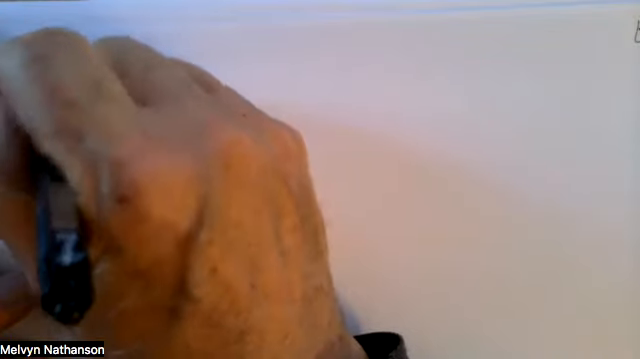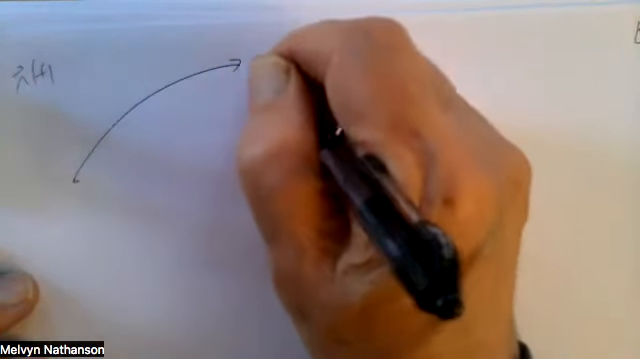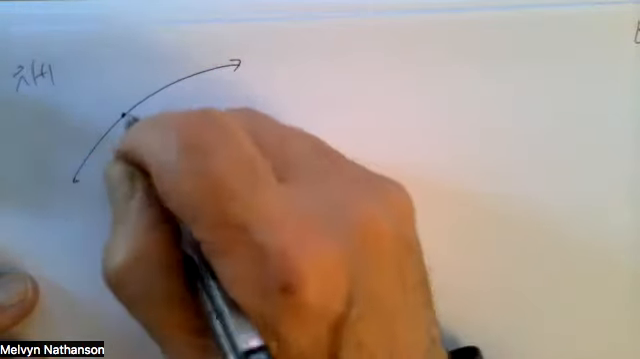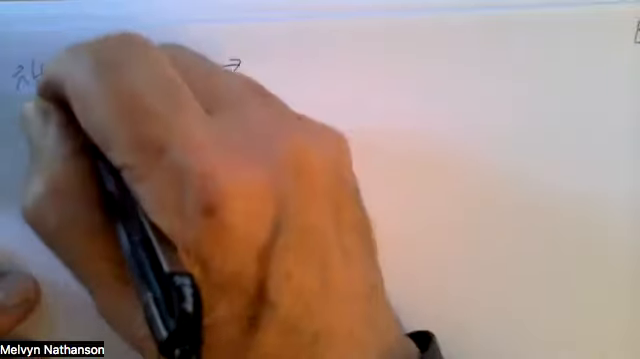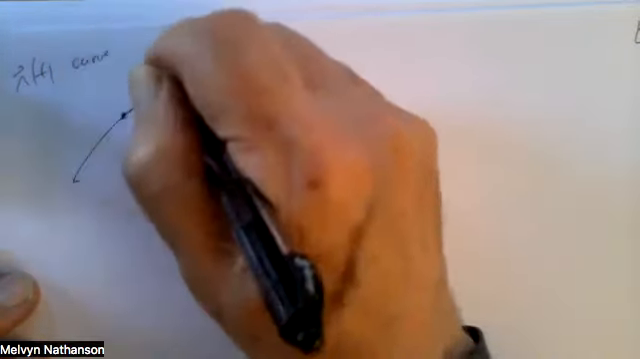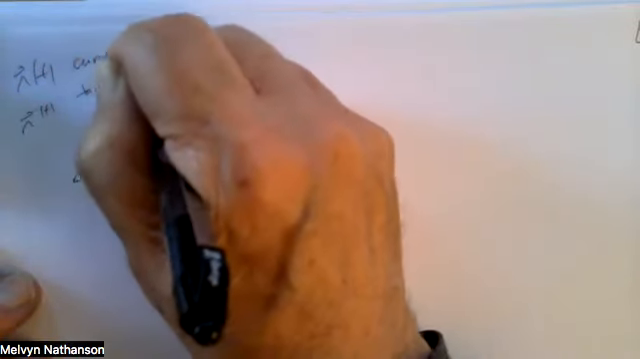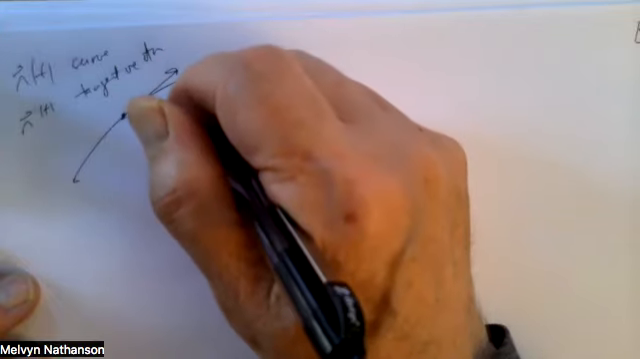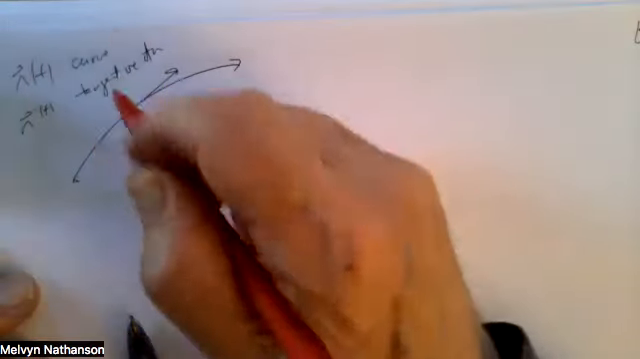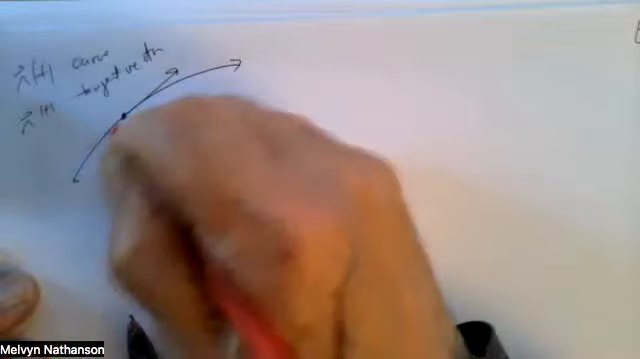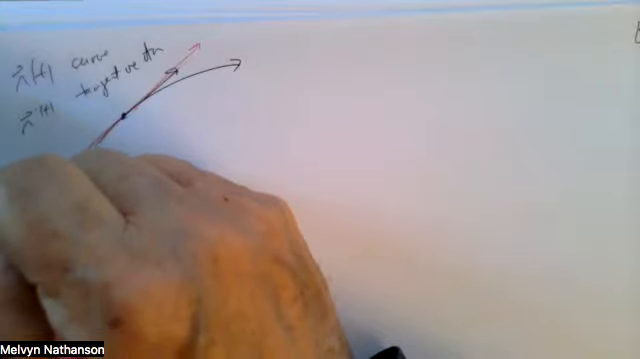We have r of t. This is our vector valued function. At any point on this curve, this is the curve, and then we have r prime of t, which is the tangent vector. And there is a tangent line. The tangent line at t is the line passing through this point in the direction of the tangent vector. So this red is the tangent line.